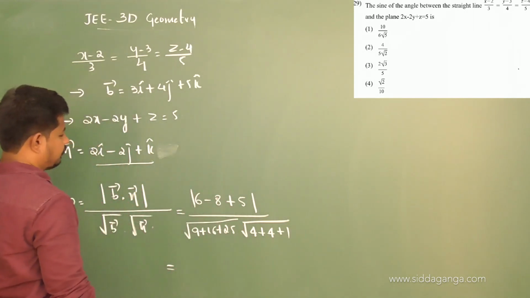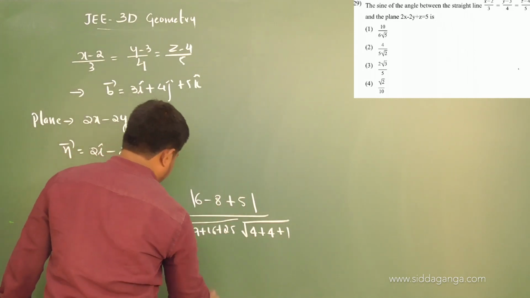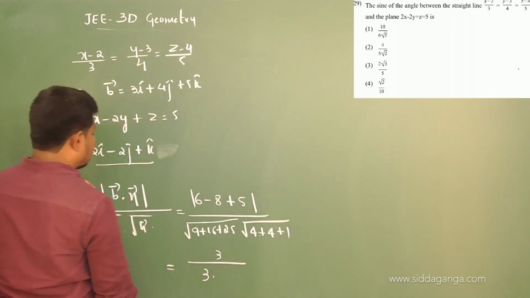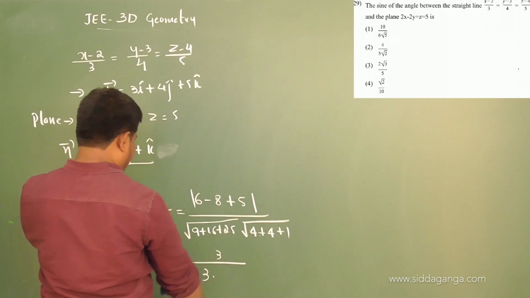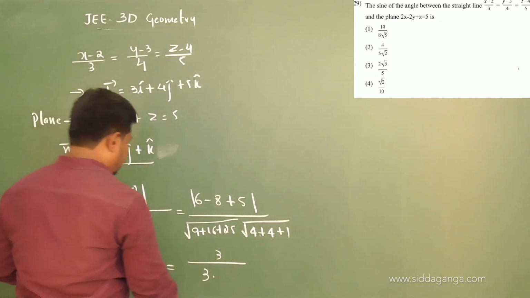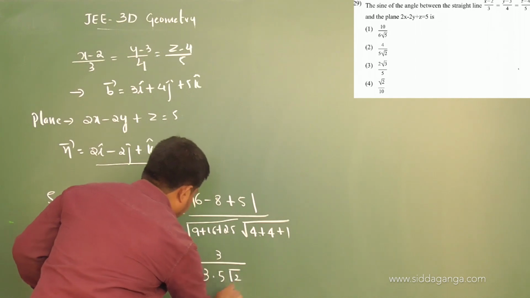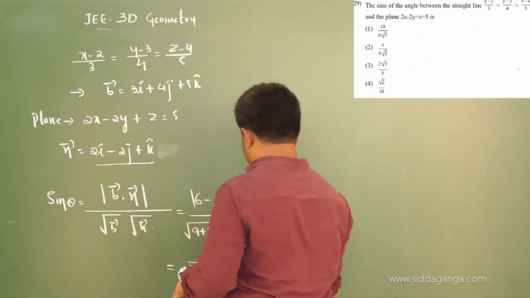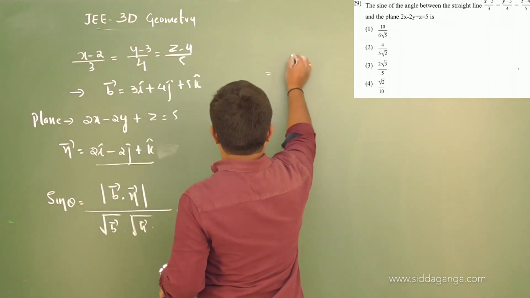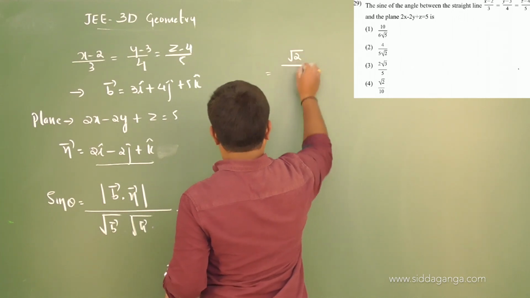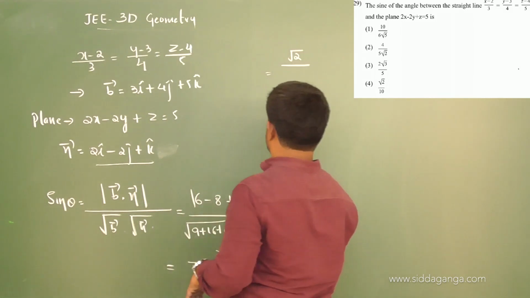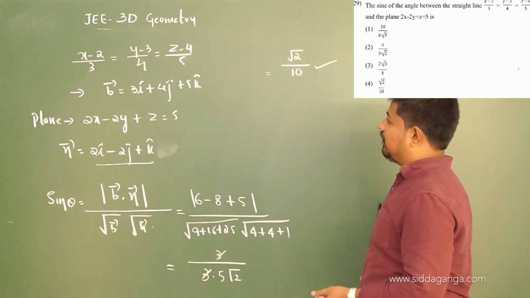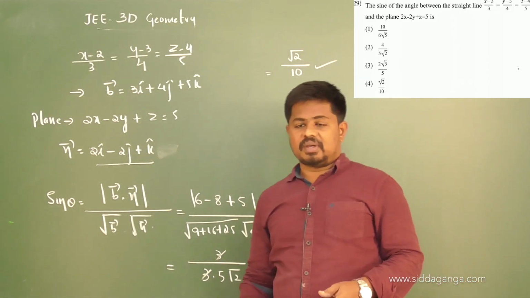So you get 11 minus 8, that is 3, whole divided by 3 into, this becomes 25 plus 25, that is root 50, so 5 root 2. So the 3s cancel. Let me divide and multiply by root 2, you get root 2 divided by 5 into root 2 into root 2. So root 2 into root 2 is 2, and 5 twos are 10. So this is your required sine of the angle between the given line and plane. So root 2 by 10. That is option 4, the correct one.